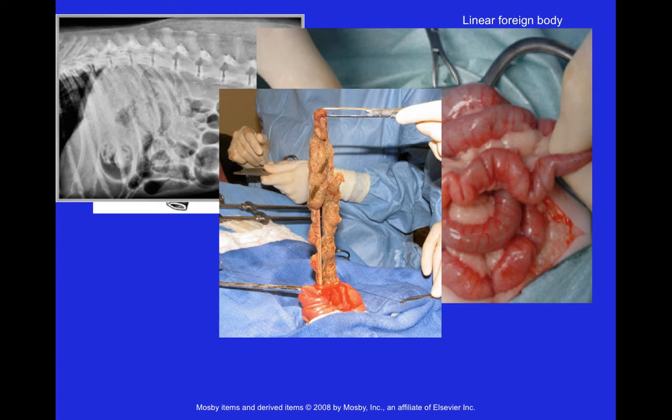That is a linear foreign body. So you can see that it's covered in chyme, so food material that's been passed through the stomach, and bowel movement, and then string. So as it's sitting in there, it's no longer just a string, but it's actually acquiring tissue or bowel movements as it gets digested.